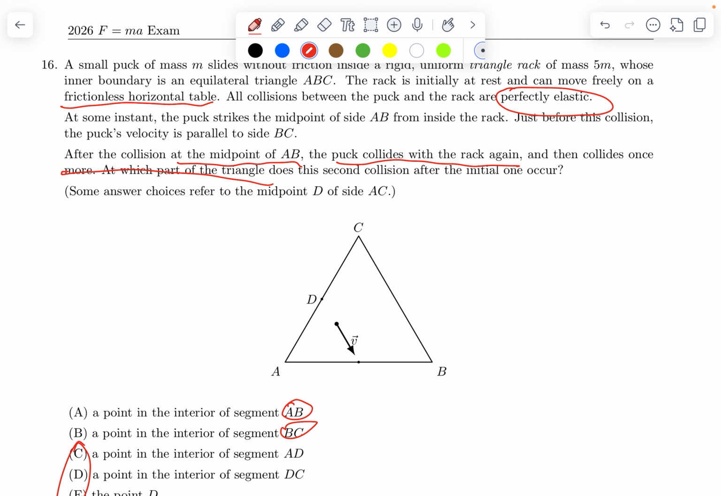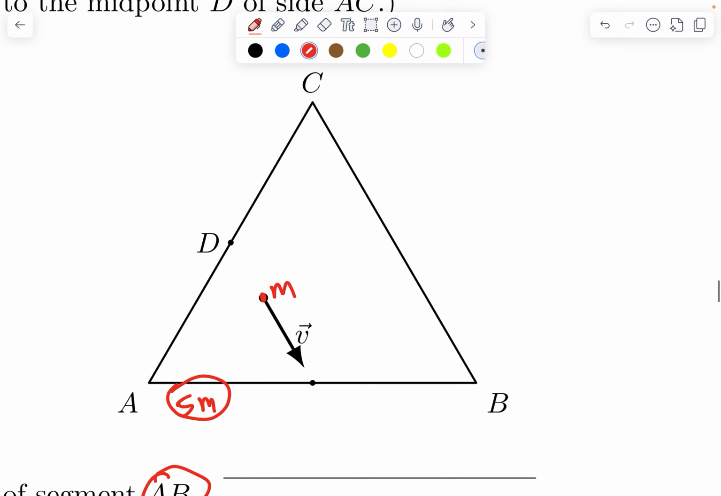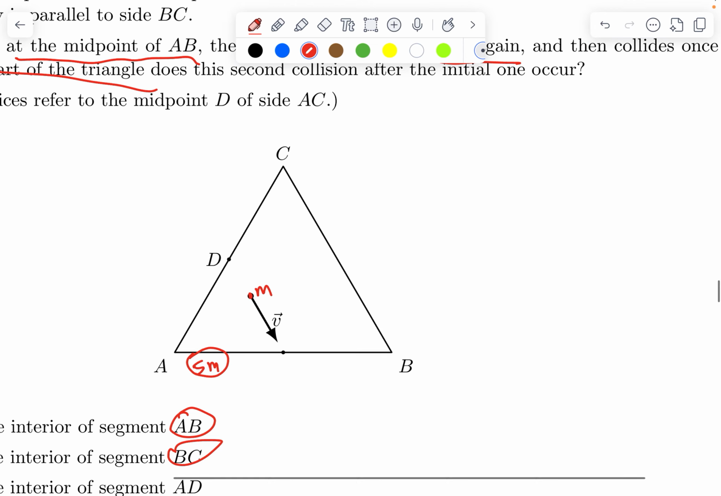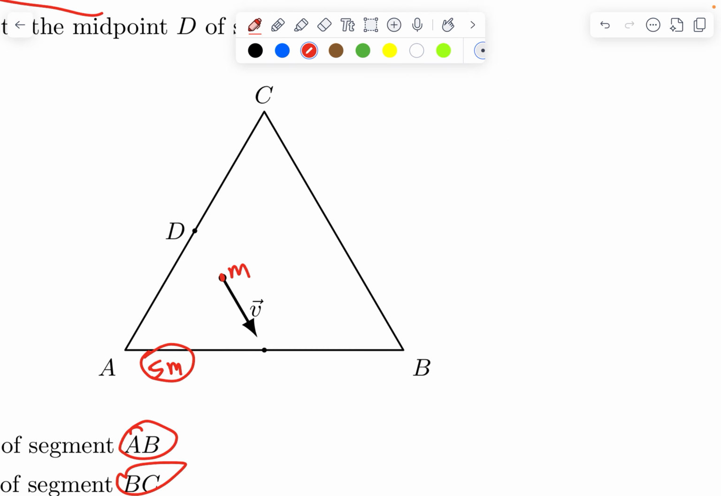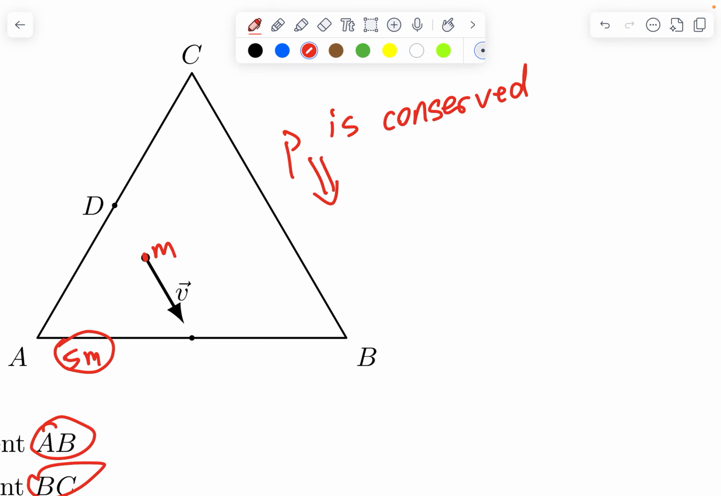So first, we know that the rack has a mass of 5m, and the puck has a mass of m. We know that momentum is conserved, because the collision is perfectly elastic, so momentum is conserved and energy is conserved. But right now, we only need to use momentum. So P is conserved, and we can split this momentum up into momentum in x initial equals momentum in x final, and momentum in y.